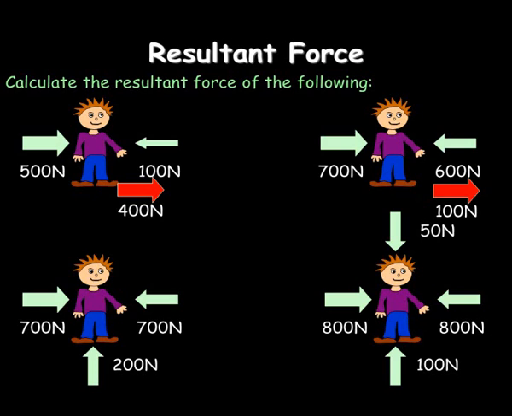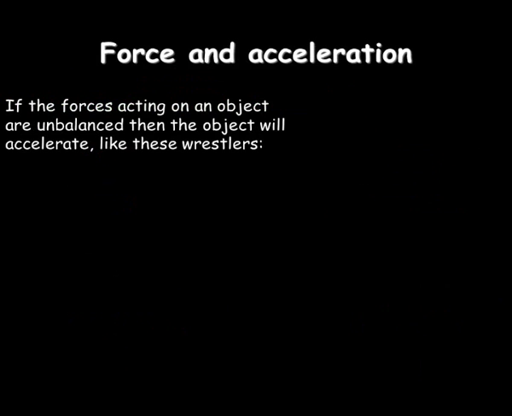And here you can have more than one direction. These two 700s would cancel each other out, so he wouldn't move left or right, but he would move upwards with a force of 200 newtons. And this last one, very similar. You can take the top force and the bottom force away, and it would be pushed up with a force of 50 newtons. That's what's meant by resultant force, the combination of forces.